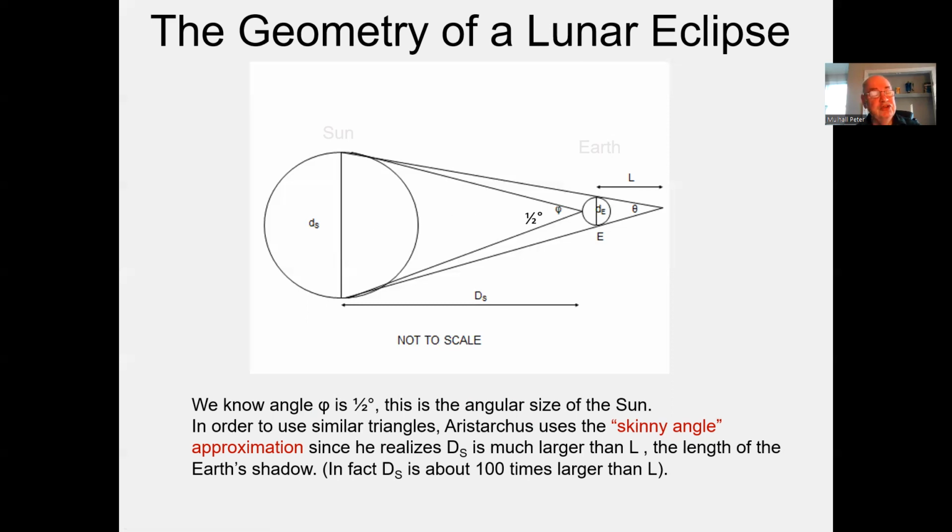He realizes he can use the skinny angle approximation, that his distance L is very small compared to the distance out to the sun. And in fact, the distance out to the sun is 100 times larger than L. And so he's very much entitled to use the skinny angle approximation, and he calls the apex angle a half as well. This is the one place where he uses that approximation. And it's used to good effect.